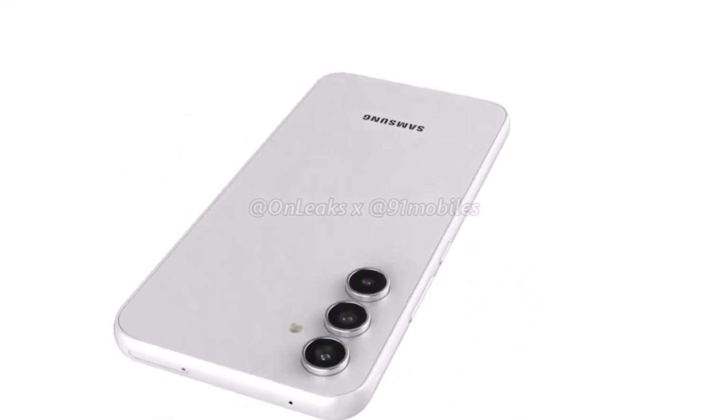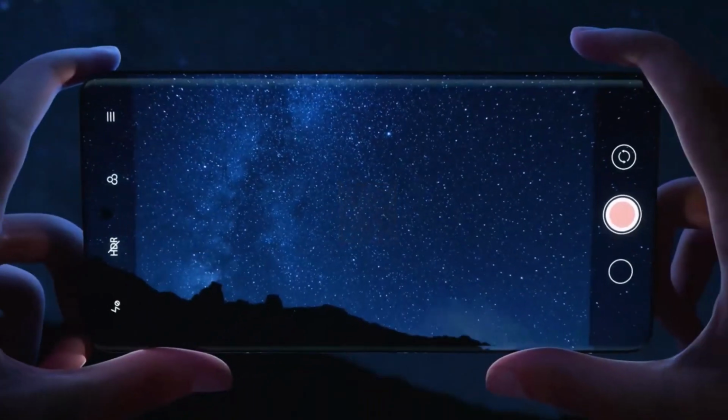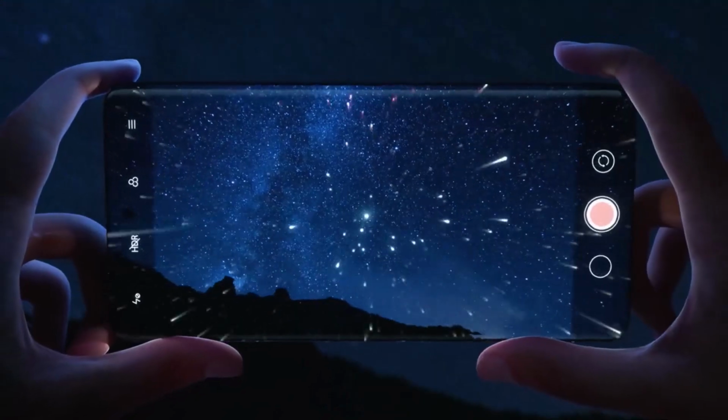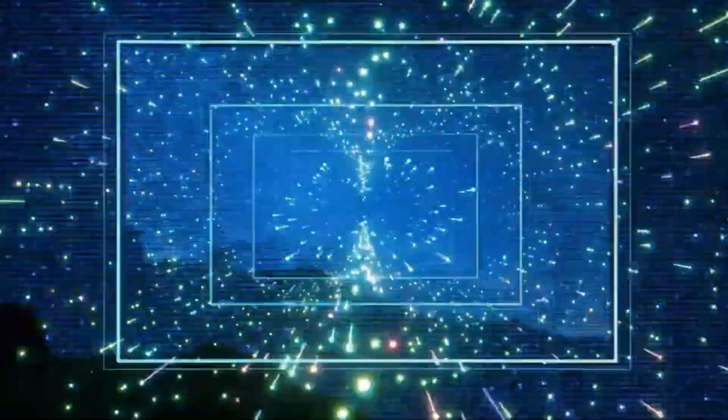Now what we also know about the processor of this smartphone, then it's again one of the things which you can expect from a Samsung smartphone, and it will be coming with an Exynos 1380 processor from Samsung itself, as the Exynos is produced by Samsung only.